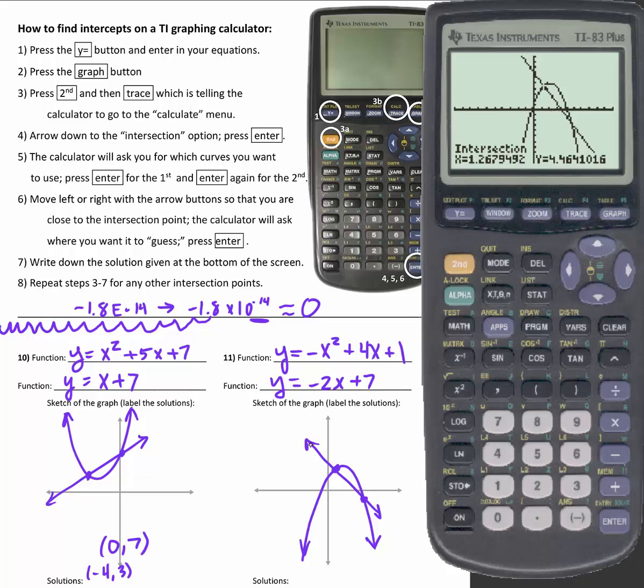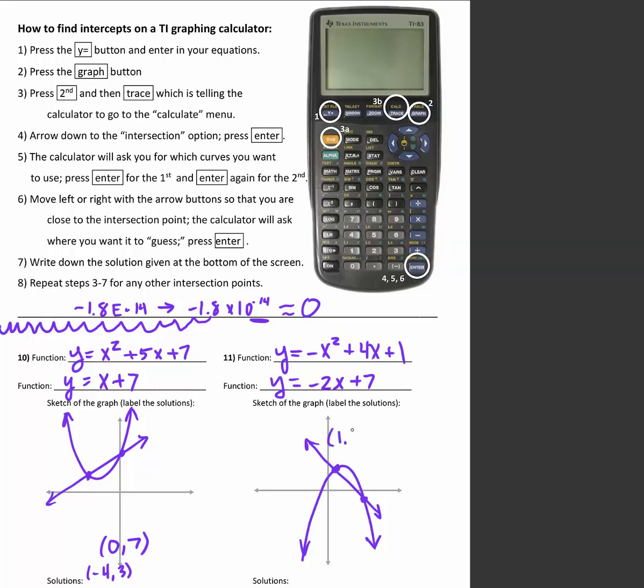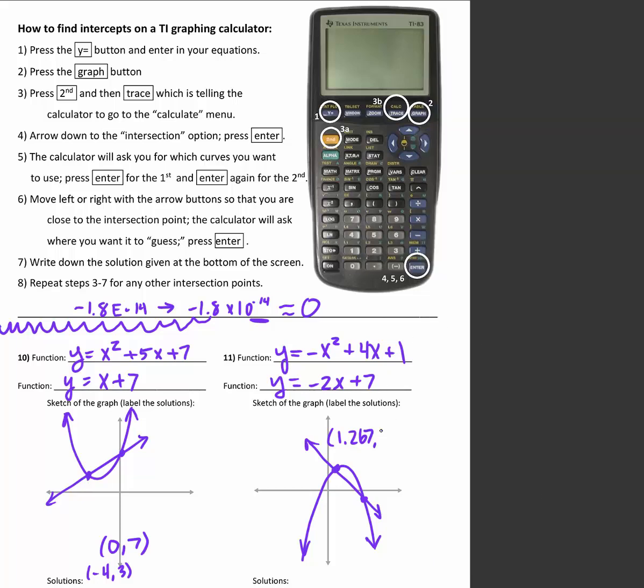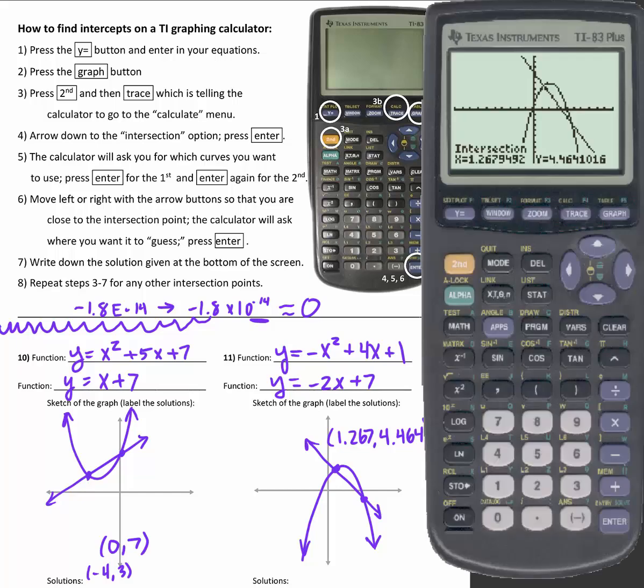But let's go ahead and let's write those down. I'll put it close to that dot. So 1.267. And I'm not rounding or anything like that. I'm just going to write the first 3 numbers that I see, and then 4.464. The second solution down there in the fourth quadrant.